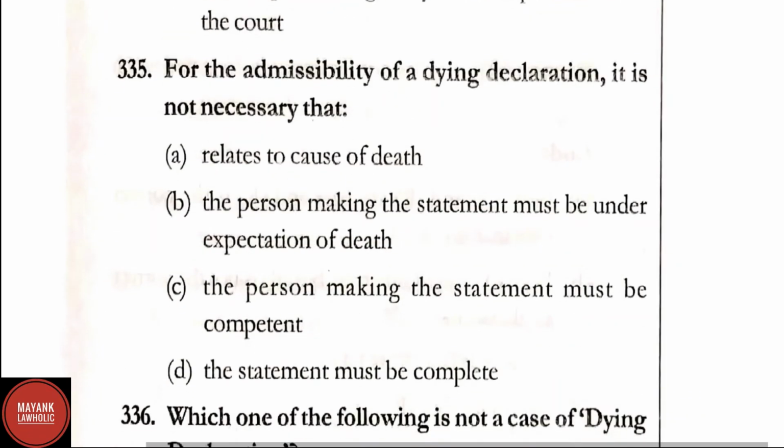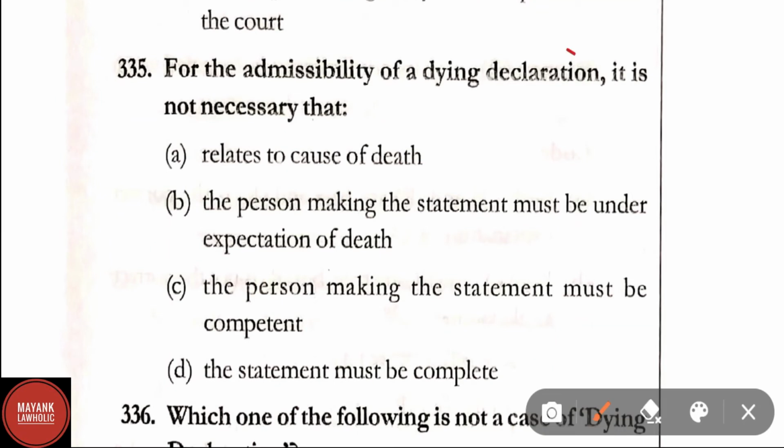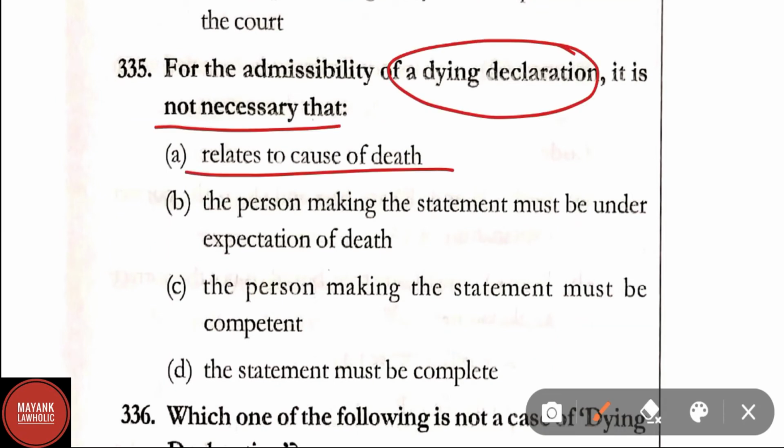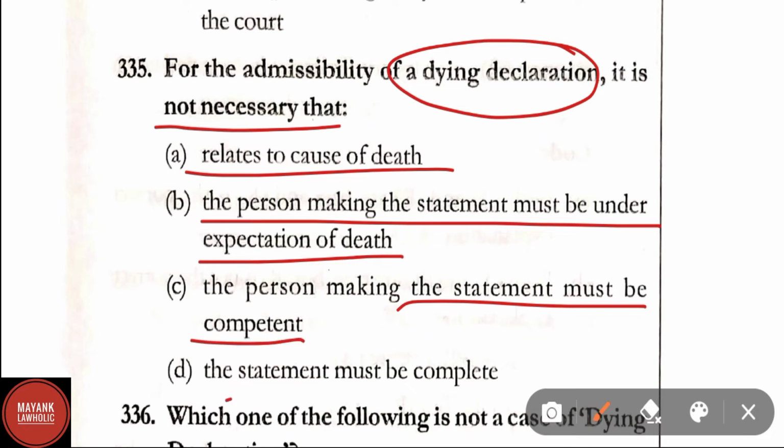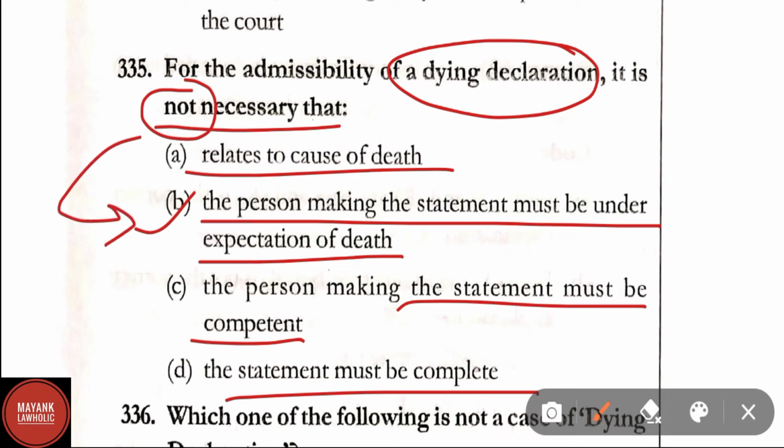Question number 335. For the admissibility of a dying declaration, it is not necessary that it relates to the cause of death. The person making the statement must be under the expectation of death. The person making the statement must be competent. The statement must be complete. In question number 335, correct answer is option B. Here in this question, it has been asked for the admissibility of dying declaration, it is not necessary. Option B is not necessary, that the person making the statement must be under expectation of death.